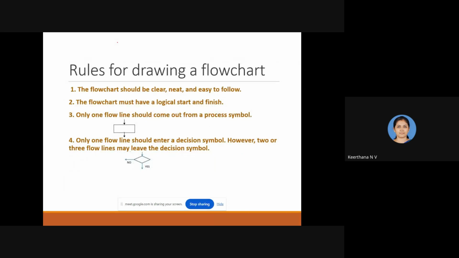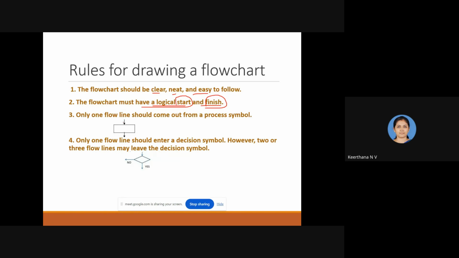So what are the rules you have to carry out for drawing a flow chart? A flow chart should be clear, neat, and easy to follow. It means that a flow chart should not look clumsy. It should be a clear representation of a problem. Then only can a programmer easily code a program by seeing the flow chart. It must include a logical start and end of the program. Every flowchart should contain a start of the program and an end of the program.